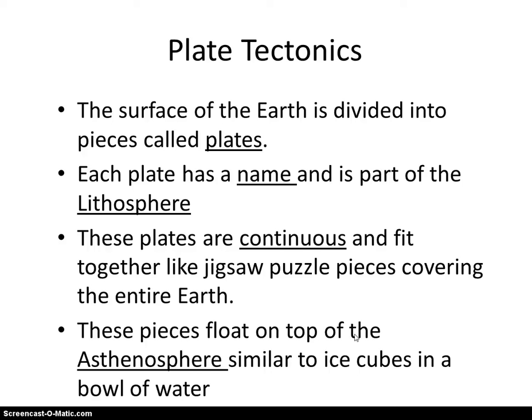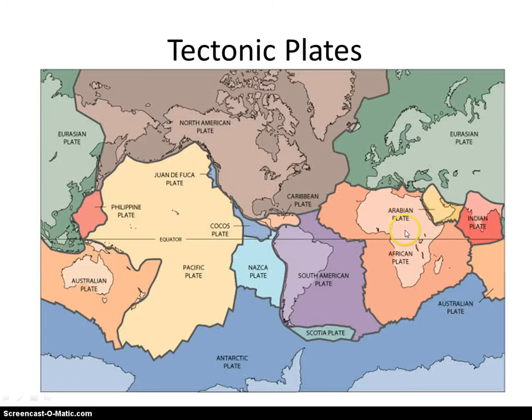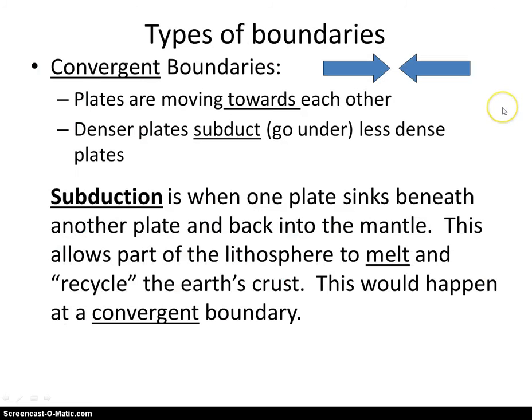So these pieces float on top of the asthenosphere like ice cubes in a bowl of water. Here is a picture of these plate boundaries. Here's where California is. That's why so much activity happens there, volcanoes and earthquakes. Now there are several different types of plate boundaries.